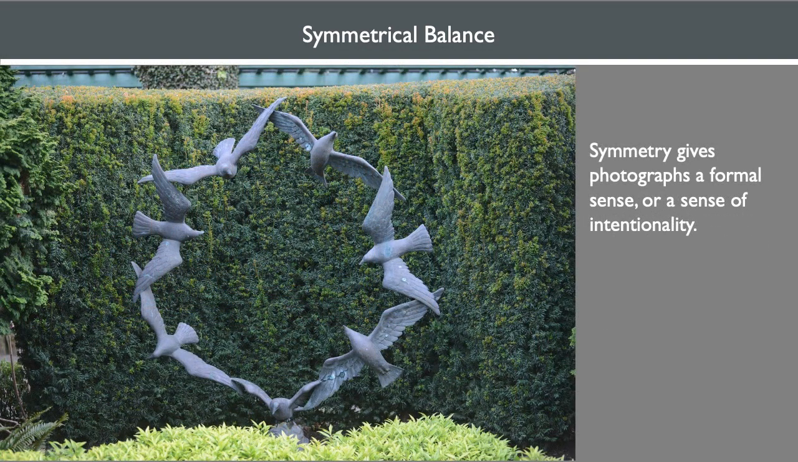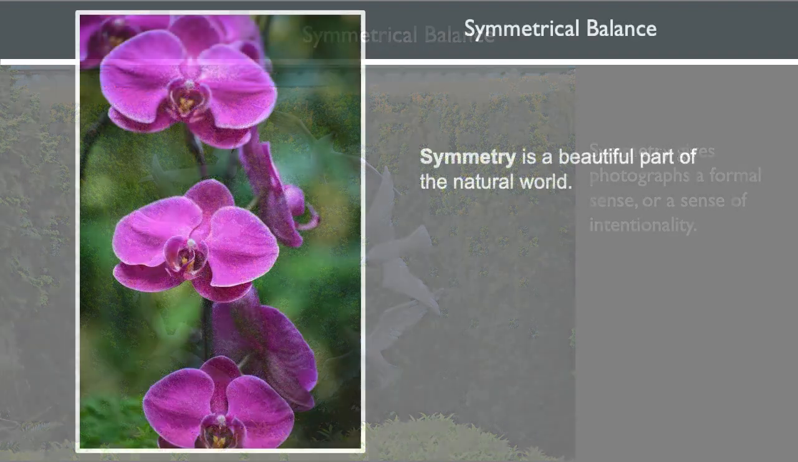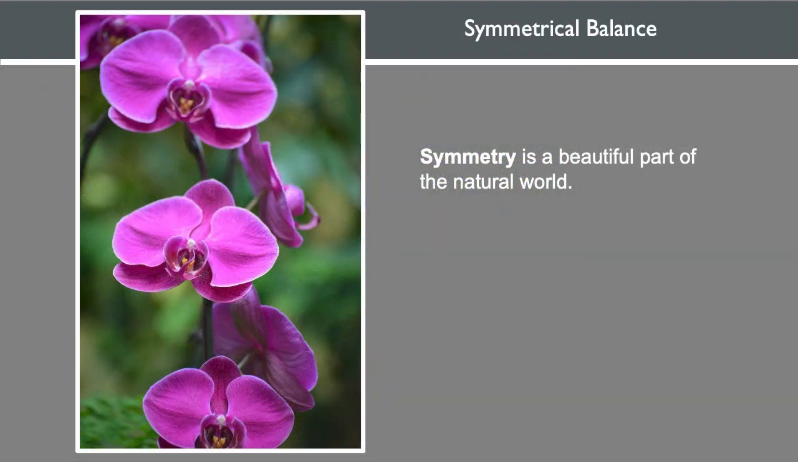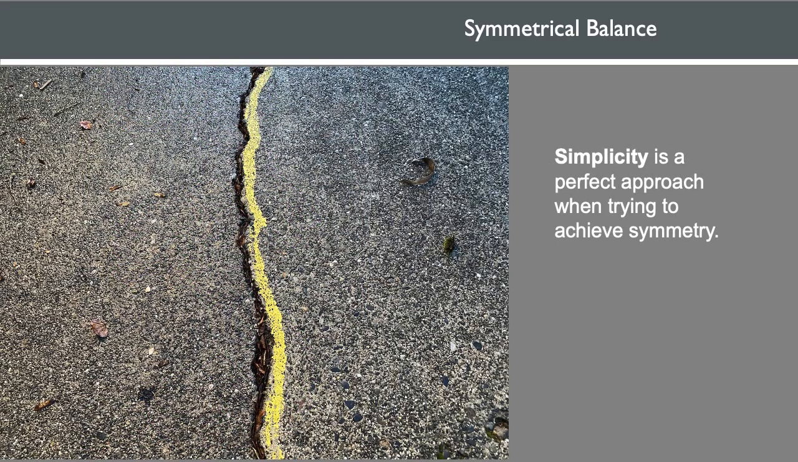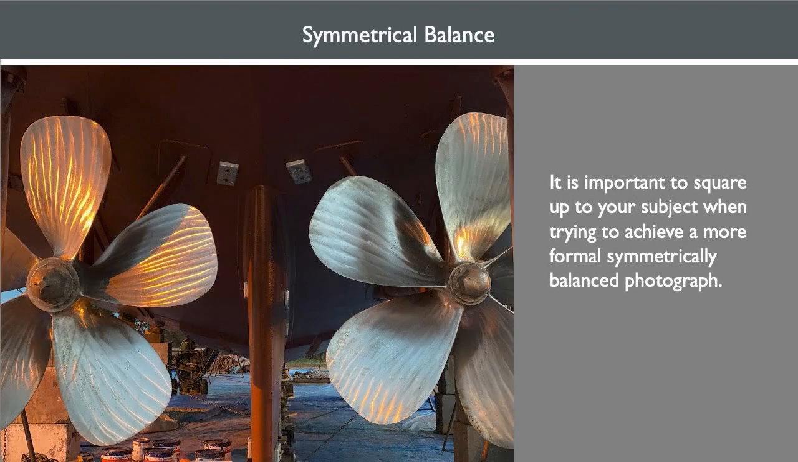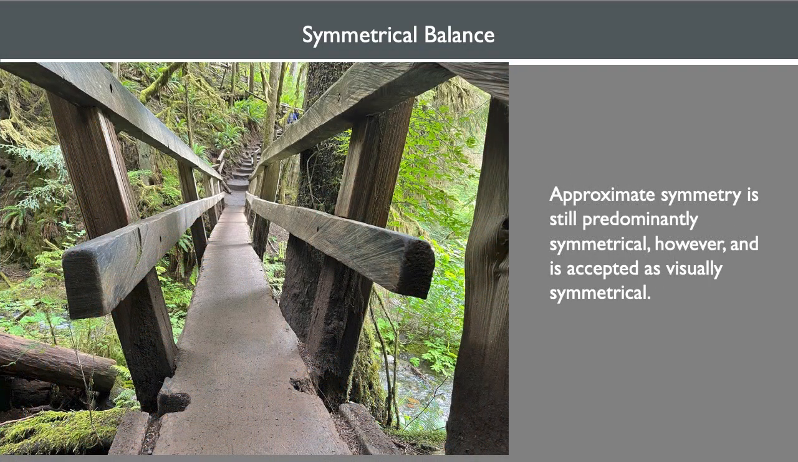Symmetry gives a formal sense, or a sense of intentionality, to the composition. Symmetry is often described as formal balance. Symmetry is one of the most beautiful elements of the natural world. Simplicity is a perfect approach when trying to achieve symmetrical balance. It's important to square up to your subject when trying to achieve a more formal, symmetrically balanced photograph. Your images may be approximate symmetry instead of actual, but still square up your camera as much as possible to achieve symmetrical balance.